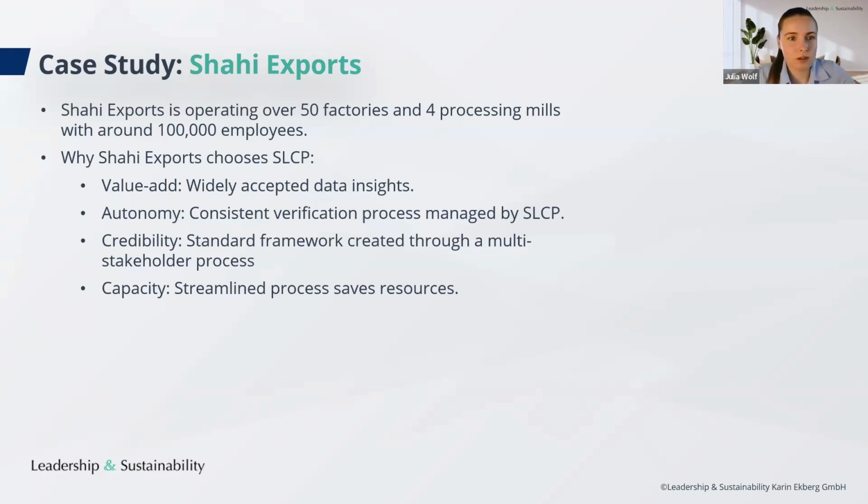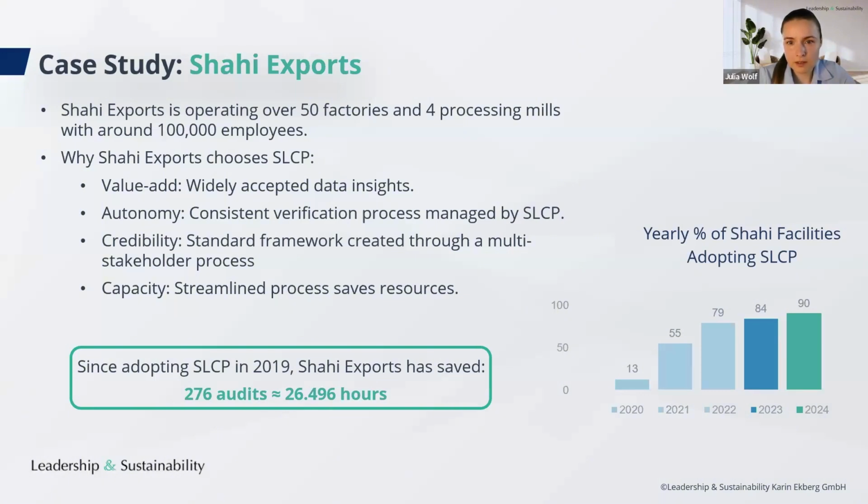And it employs 100,000 people. And here on the right, you can see that Shai Exports adopted SLCP, or 90% of their facilities adopted SLCP in 2024. They started their SLCP journey back in 2019, and the number of facilities who adopted SLCP grew year by year, as you can see here in the chart.